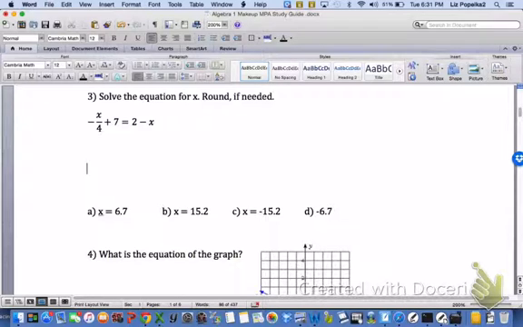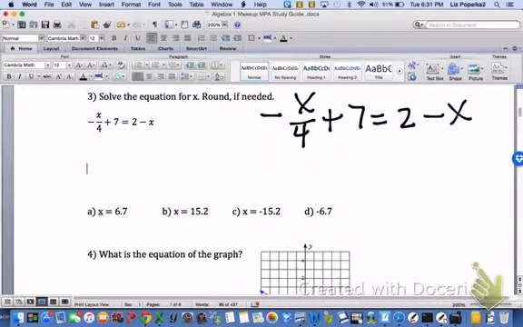For number 3, it is asking us to solve this equation. I know this one is a toughie, but you guys can do it. And what I personally would do, I'm going to rewrite this over here. There are multiple ways that you could solve this equation.